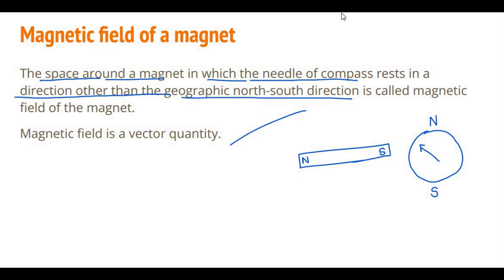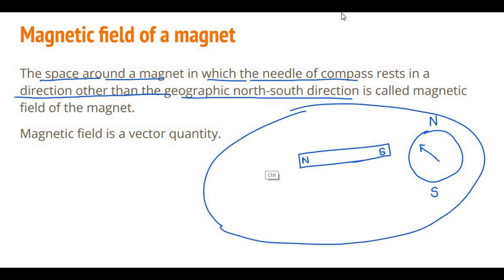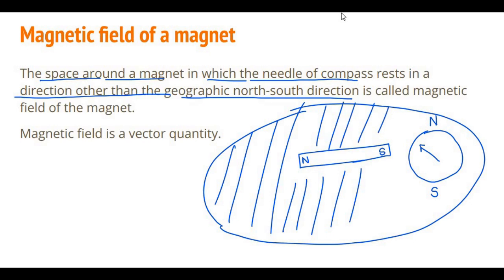So this space around this bar magnet, there is a particular radius. I'm talking about this space. So this is the space which is around this bar magnet, where this magnetic needle is pointing in some other direction. It should have pointed north-south, but it is not. Because it is in this space around this bar magnet where this bar magnet is exerting a force on this magnet and it is causing deflection in the needle.